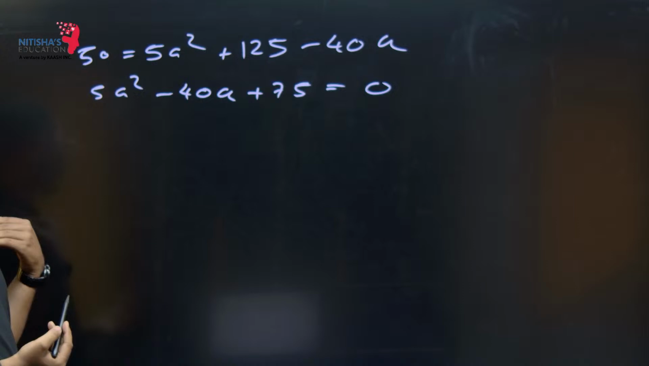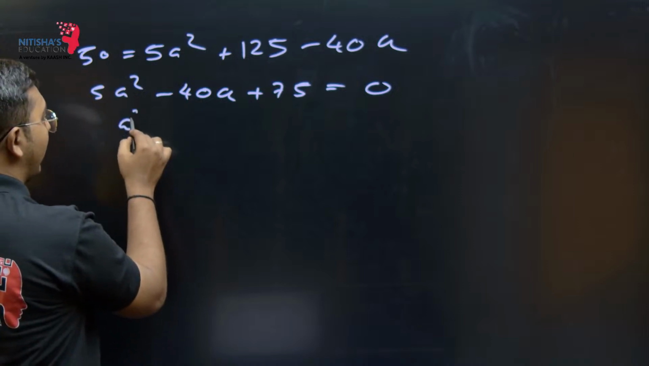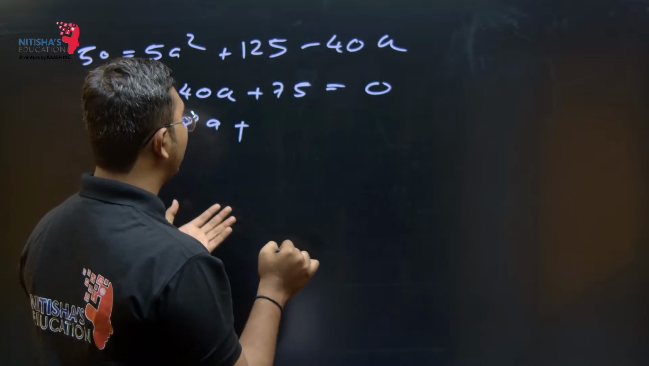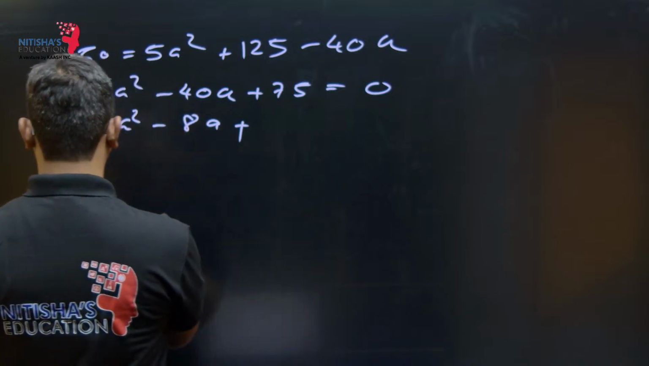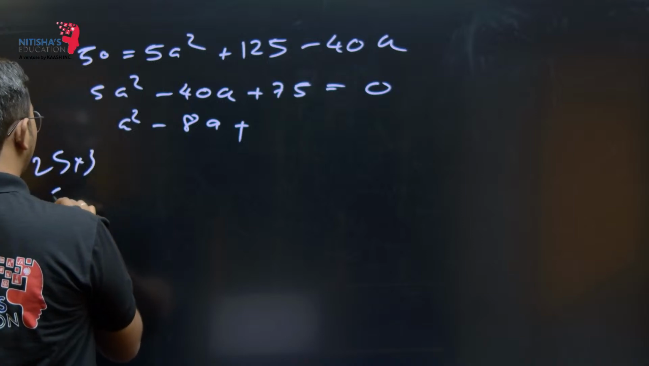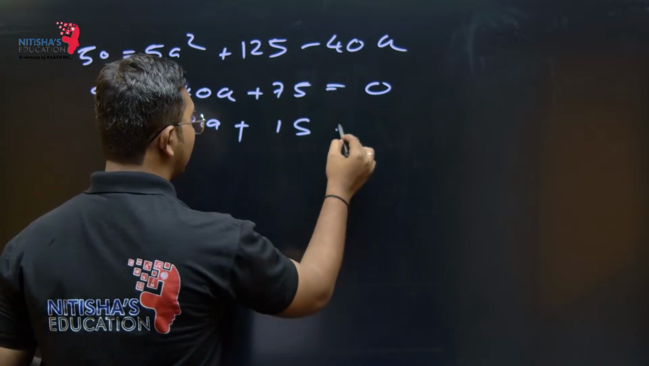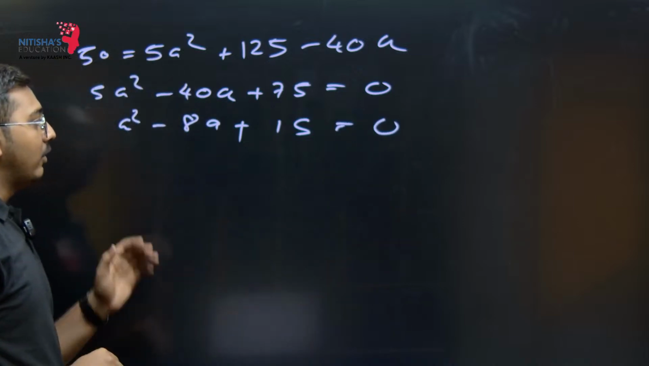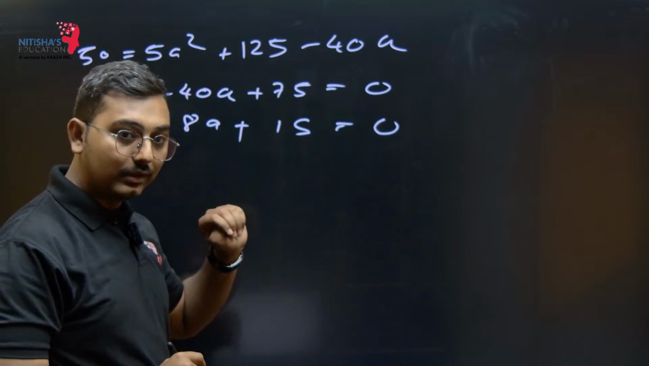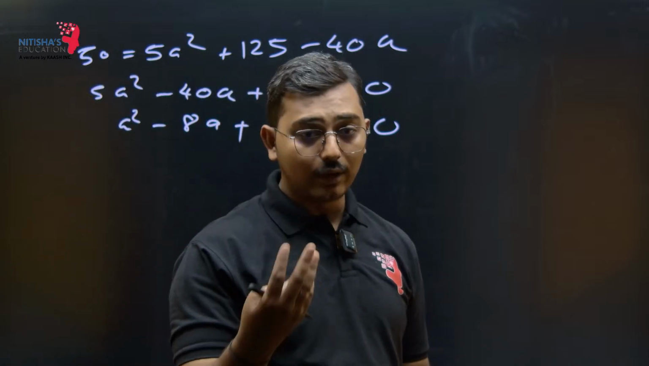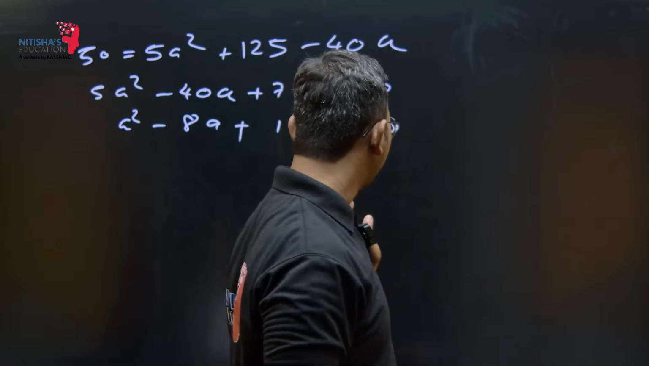Now can you take 5 common from all these? So a square minus 8a plus 5, it would be 25 into 3, so 5 into 3, 15. Okay, it would be 15 is equal to 0. Now you have to solve this quadratic equation. You can use various methods. You can use splitting the middle term. You can use the quadratic formula also to solve this question.